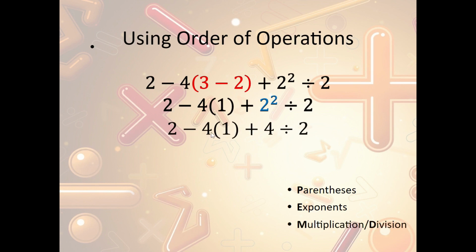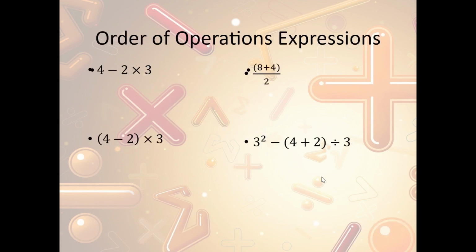Well, we have multiplication here, negative 4 times 1. And we have division here, which is 4 divided by 2. So we're just going to work from left to right. So 4 times 1 is 4, and 4 divided by 2 is 2. Now we can see we don't have any more multiplication or division. So now we're going to do addition and subtraction. So we have 2 minus 4 is negative 2, plus 2 is 0. And therefore, we've done our order of operations, and we can see that our answer should be 0 using order of operations. Let's look at a couple examples.